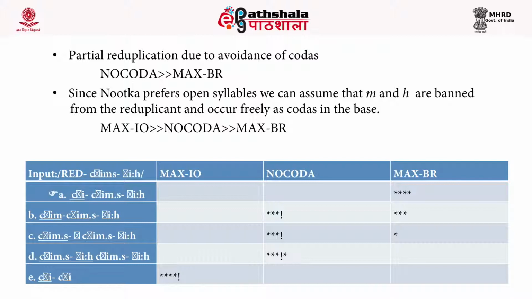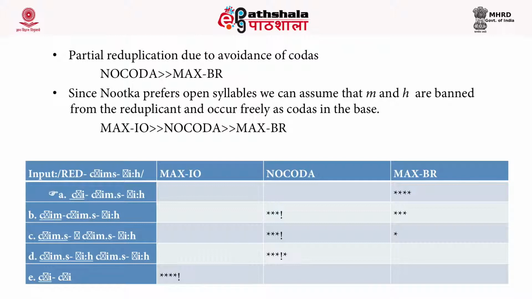So for the Nuu-chah-nulth example, we have the constraint ranking as follows. Max IO, which talks about input and output deletion in the base, followed by No Coda, followed by Max BR. As you can see, the input is chimsi. We do not have any input for the reduplicant. There is no corresponding input for the reduplicant affix, so it is taking its form from the base or from the stem.